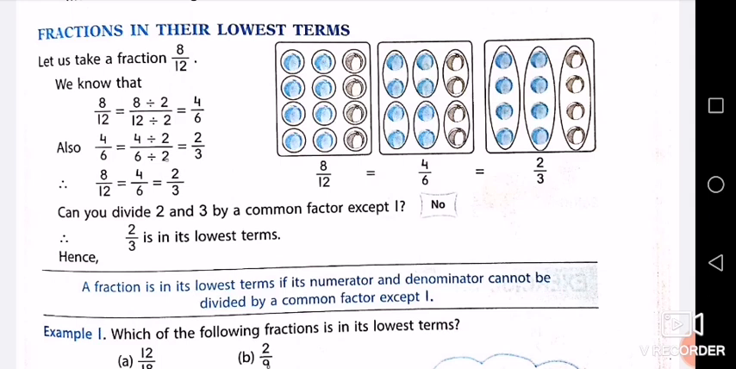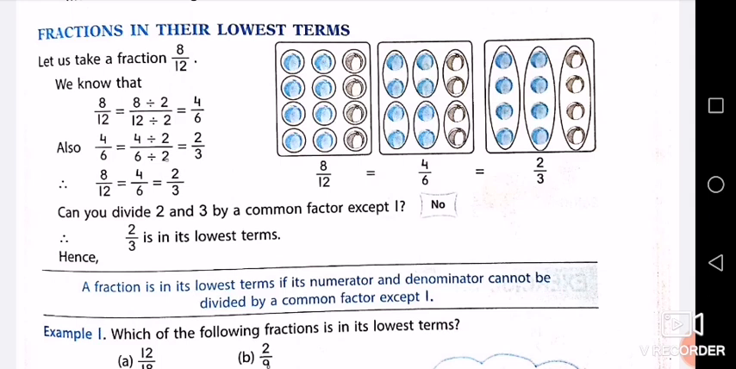Or simply you can do the division with 4. 4 2s are 8 and 4 3s are 12. You will get 2 by 3 as its lowest term, because in 2 and 3 the only common factor is 1. So a fraction is in its lowest term if its numerator and denominator cannot be divided by a common factor except 1. Remember this, because this rule will help you to know whether the given fraction is in its lowest form or not.